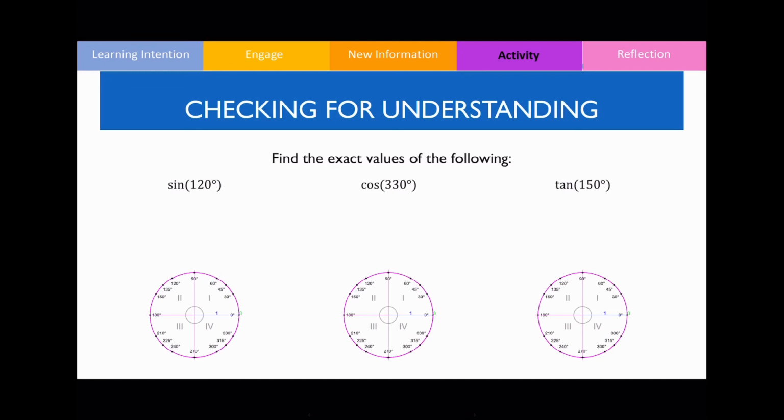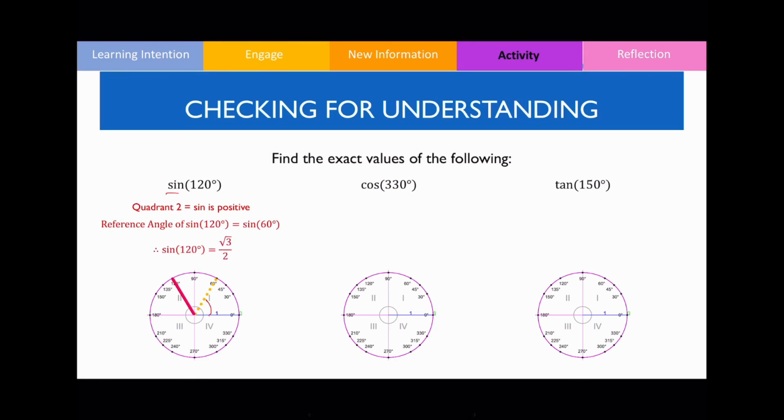So for the very first question, it says find the exact value of sine 120. 120 lies in the second quadrant, and because I'm trying to find the sine of the angle, I know that my final answer will become positive. The reference angle over here, as you can see, is equal to 60 degrees. So if you know what sine 60 is, then that's going to be the same answer. Sine 60 degrees is equal to root 3 on 2.